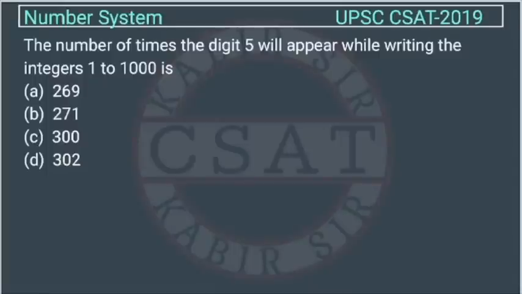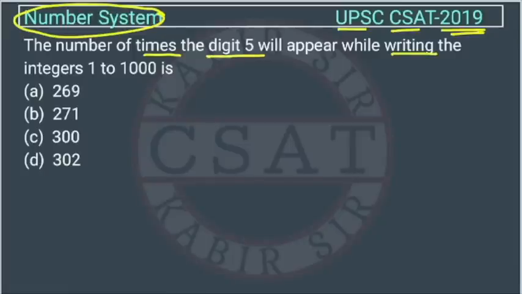This is a question from number system chapter asked by UPSC in CSAT paper of 2019. The number of times the digit 5 will appear while writing the integer from 1 to 1000, right? So we are writing numbers 1 to 1000, right? So 1 to 1000 we are writing numbers. So we have to find how many times we are getting 5 in this, right?